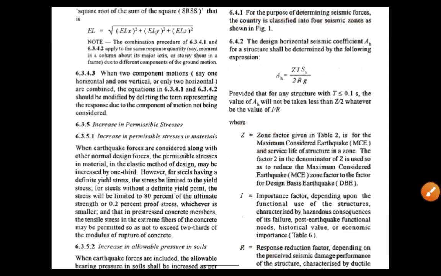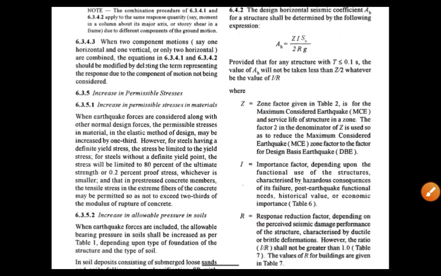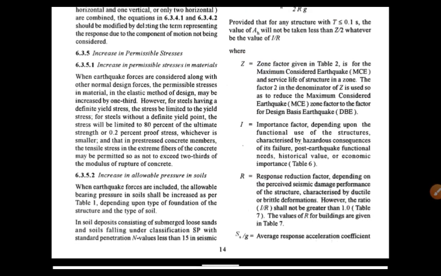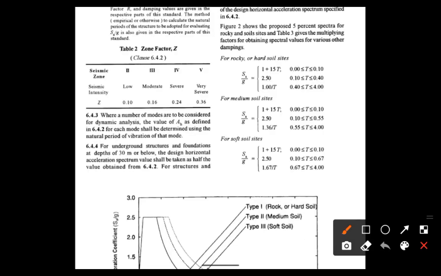So what does it mean? Z here means zone factor. Zone factor is calculated from table number 2, which I will show you. This is the zone factor. From here you can see that our building, the RCC school building given in our question, is lying in the 4th zone. For the 4th zone the seismic intensity will be severe, and the value of Z would be 0.24.